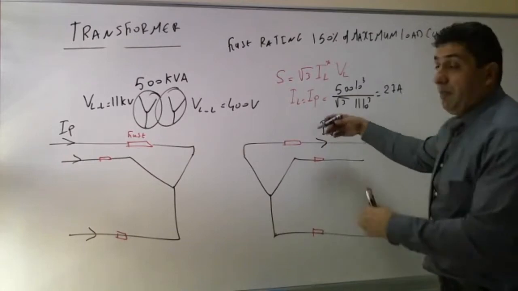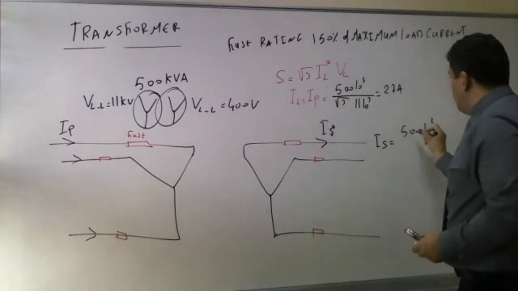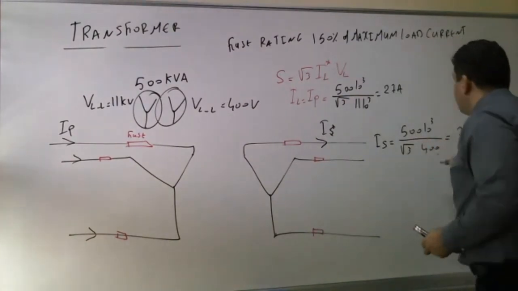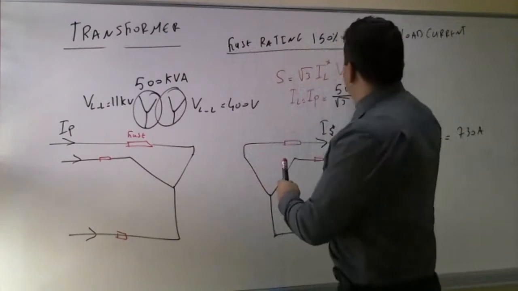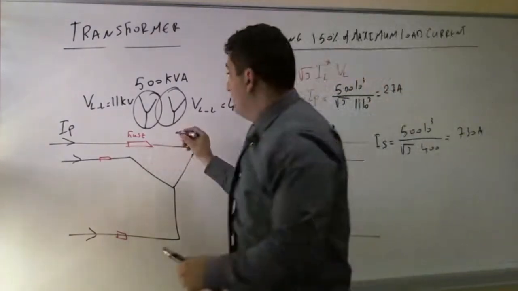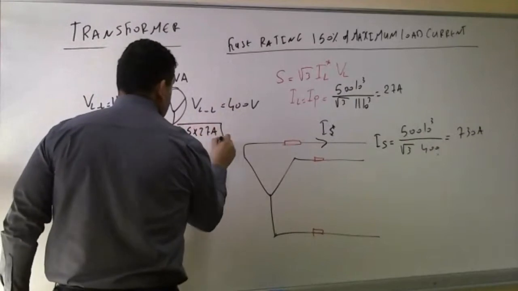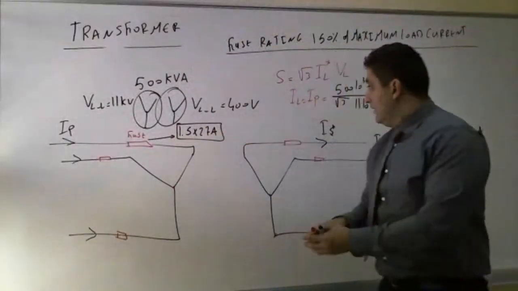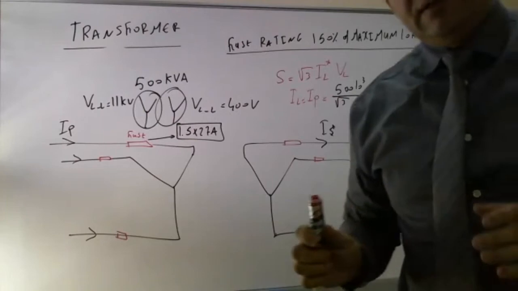On the secondary side, I apply the same equation: I secondary is equal to 5×10⁶ divided by √3 times 400, which is equal to 7,230 amps. Can you see this clearly? Now, based on a typical design, the fuse rating will be equal to 1.5 multiplied by 27 amps. This will be the rating of my fuse. So whenever I go to buy the fuse, I need to ask for this current rating. On this side, I'll do the same, using 1.5 multiplied by this value. I hope that it's clear.